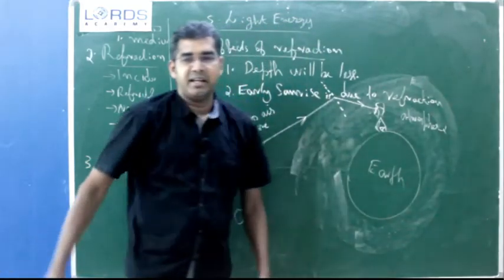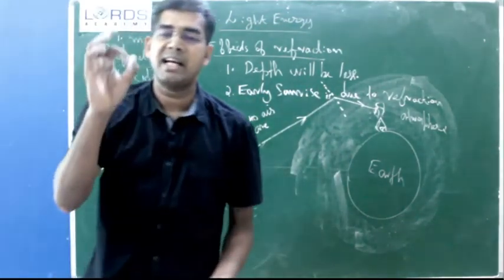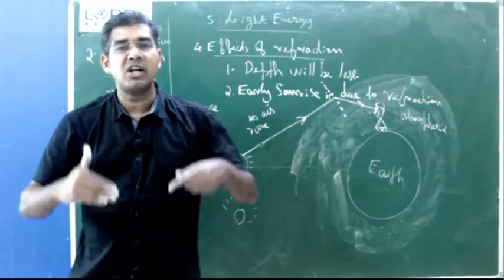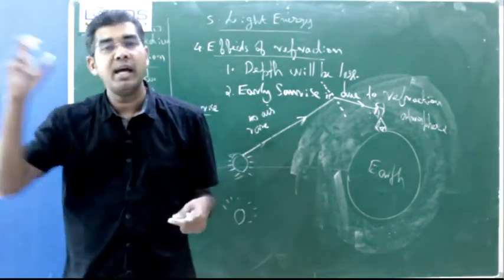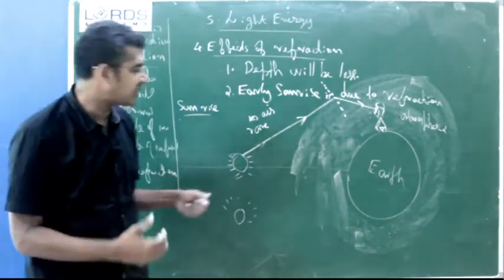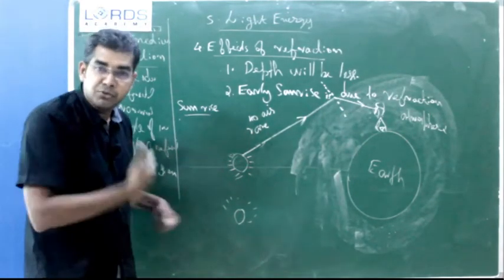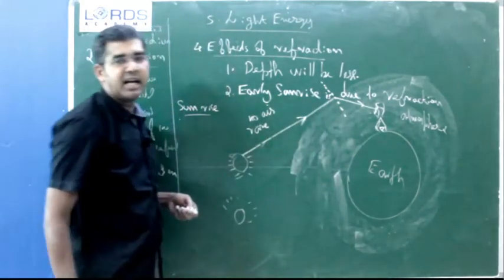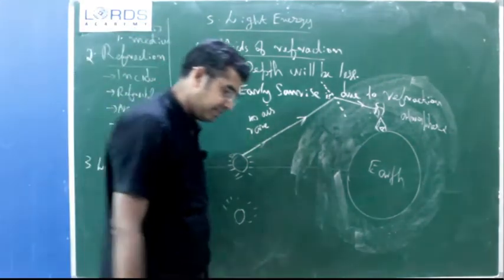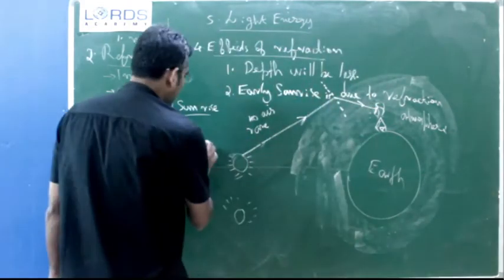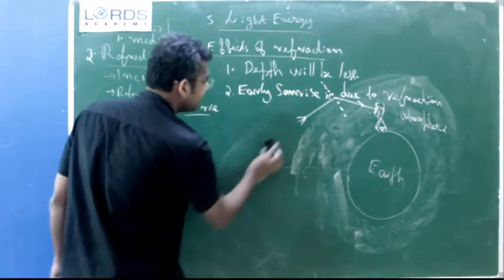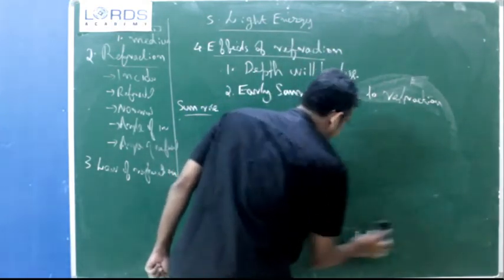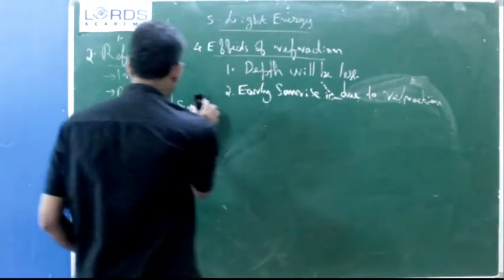Are you with me? Yes. That is the second effect. Normally when we observe sunrise, it will happen just before the actual sunrise, because the sun is coming only, but before that we can see the sun because of refraction. I think I am clear. Okay, third observation, or third effect.